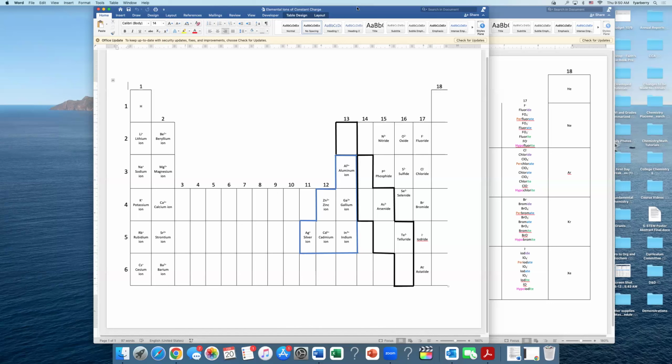With silver, it always forms a +1 charge when it is part of an ionic compound. With zinc and cadmium, they always form a +2 charge when they are part of an ionic compound. And with aluminum, gallium, and indium, they always form a +3 charge when they are part of an ionic compound.